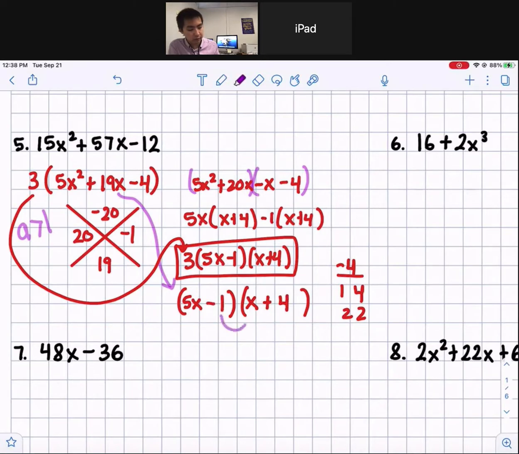And if you do that right, negative 1 times x is negative x. 5 times 4 is positive 20x. 20x plus negative x gives you 19x, which means this would also be the guess and check. And still, don't forget the 3. Just two ways to go about it.